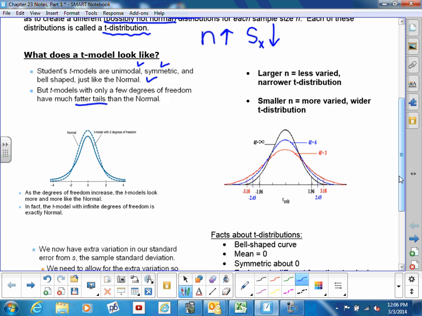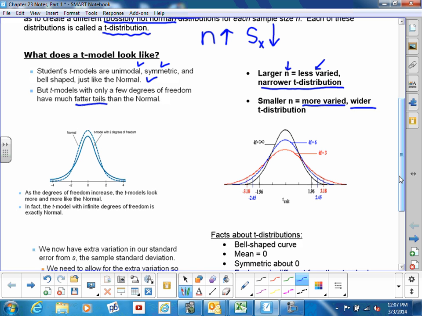All right, so you can see the larger your n, you will be less varied. So then you will have a nice, narrower t-distribution. You'll start getting more closely clustered around the mean. But if I have a smaller n, it's going to be more varied and wider. So let's take a look at these right here.